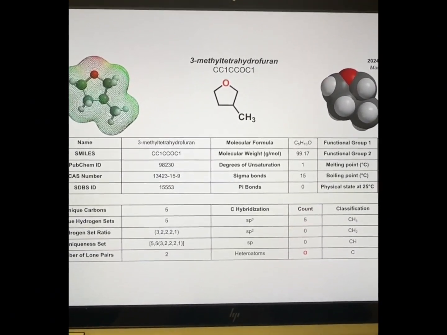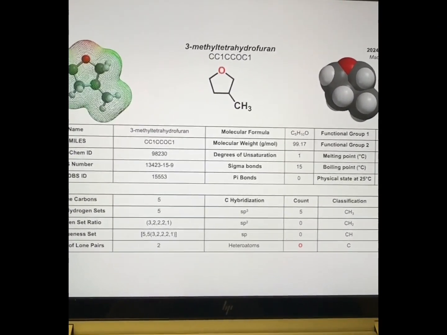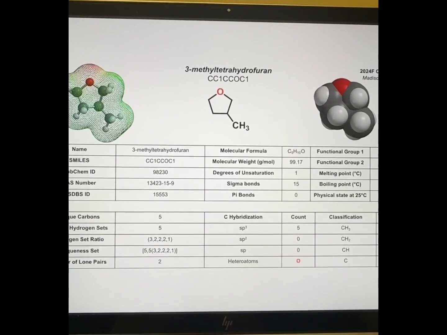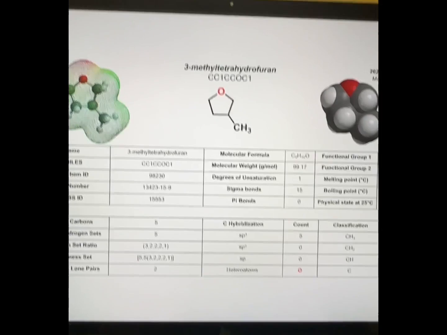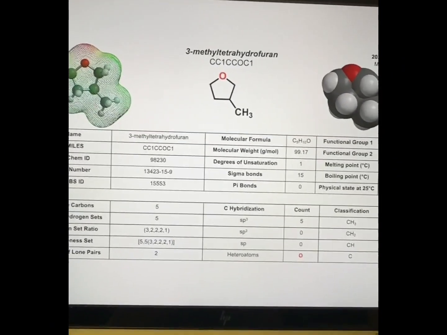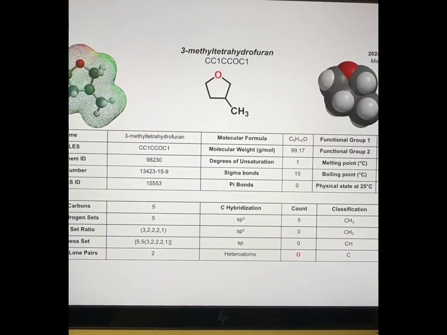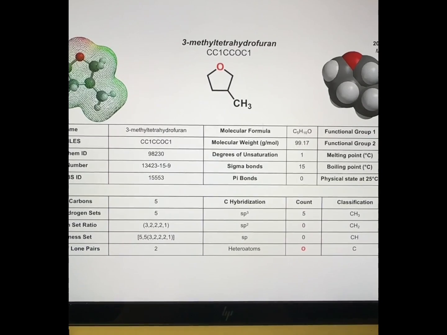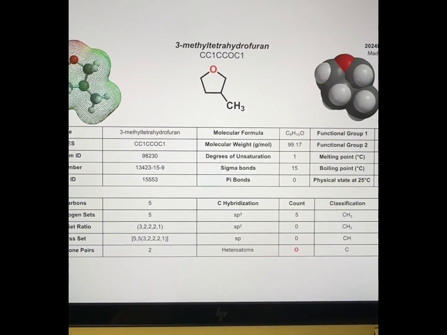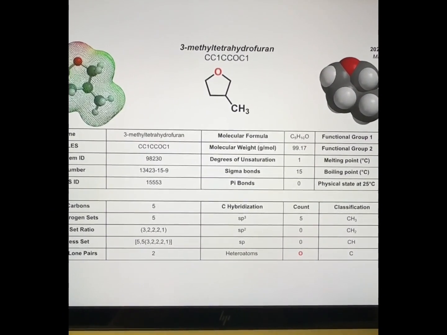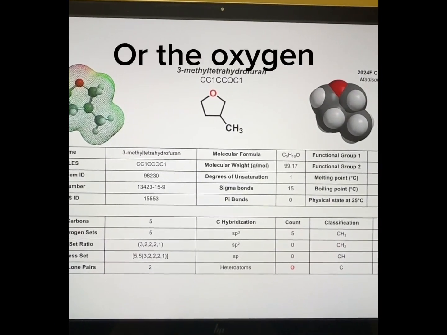There are 2 lone pairs. Those lone pairs are located on the oxygen. That's because those 2 pairs are not in any bond. All of the carbons have an sp3 hybridization. We know that they have an sp3 hybridization because, again, there are no pi bonds, and each carbon is connected to at least another carbon or a hydrogen.